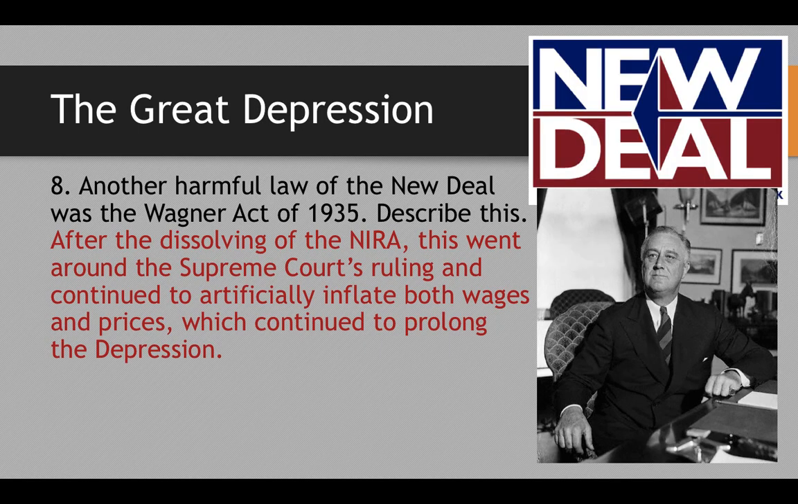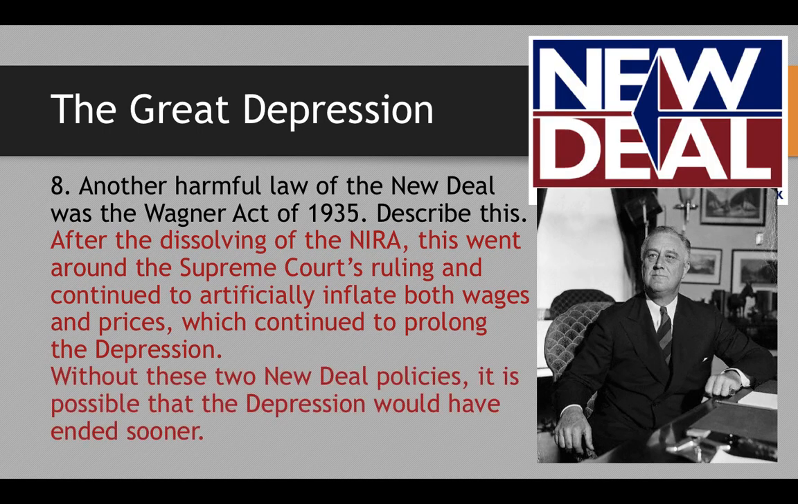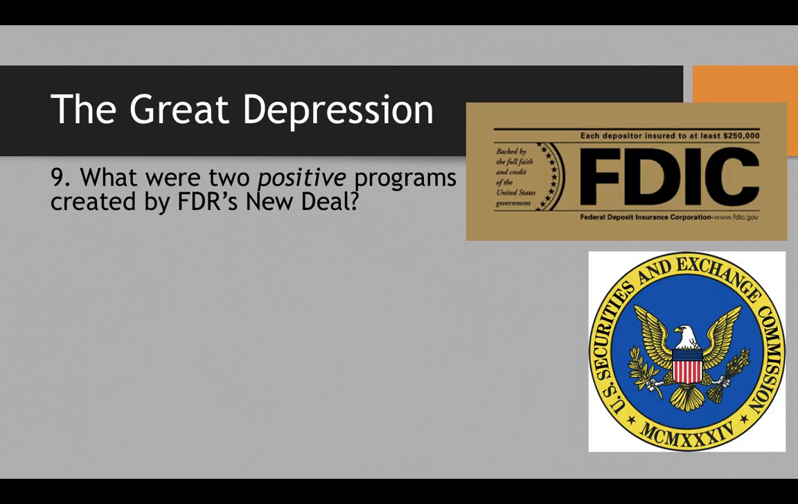This is how FDR kind of went around it. It continued to artificially inflate both wages and prices, and this also continued to prolong the Depression. All right, so two of the negative programs of the New Deal are the NIRA and the Wagner Act. Be sure you know that. Without these two New Deal policies, it's very possible that the Depression would have ended sooner.